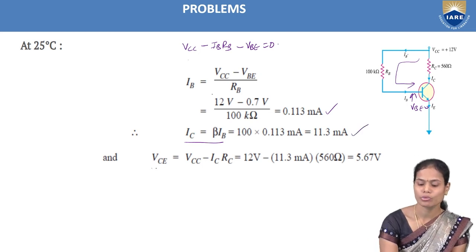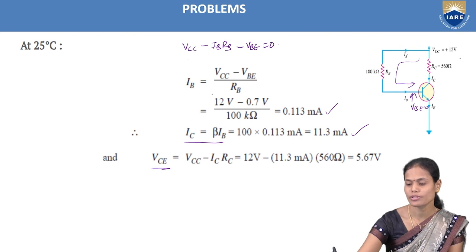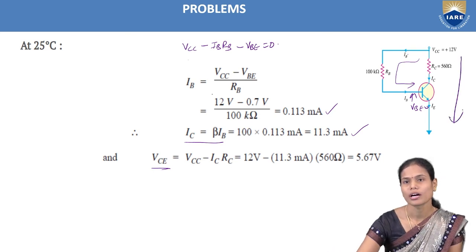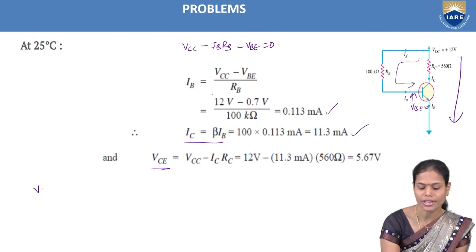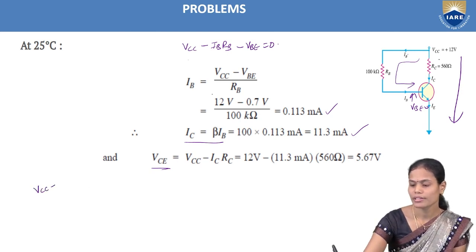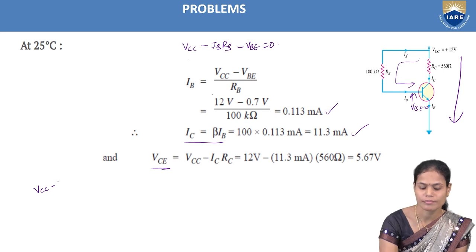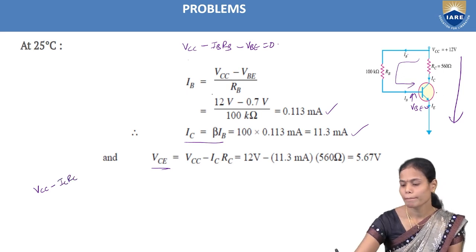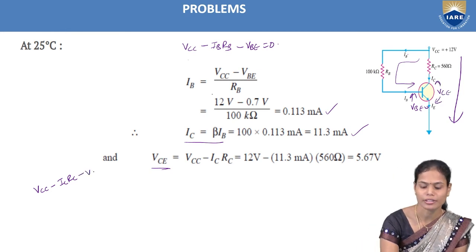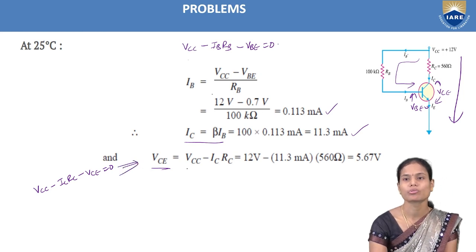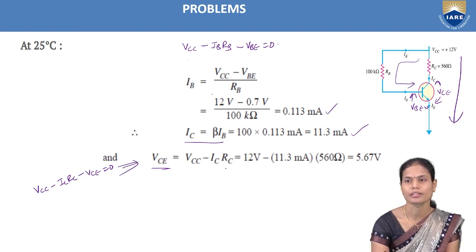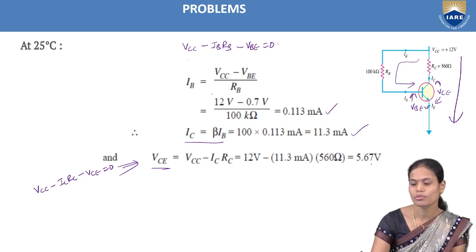And similarly the VCE voltage. To find the VCE voltage, we need to apply KVL to the output loop. That is, we will get VCC minus the drop across the collector resistor, that is IC into RC, minus the voltage between the collector and emitter terminals, equal to 0. So from this we can write VCE equal to VCC minus ICRC. After substituting all the values, we will get 5.67 volts.